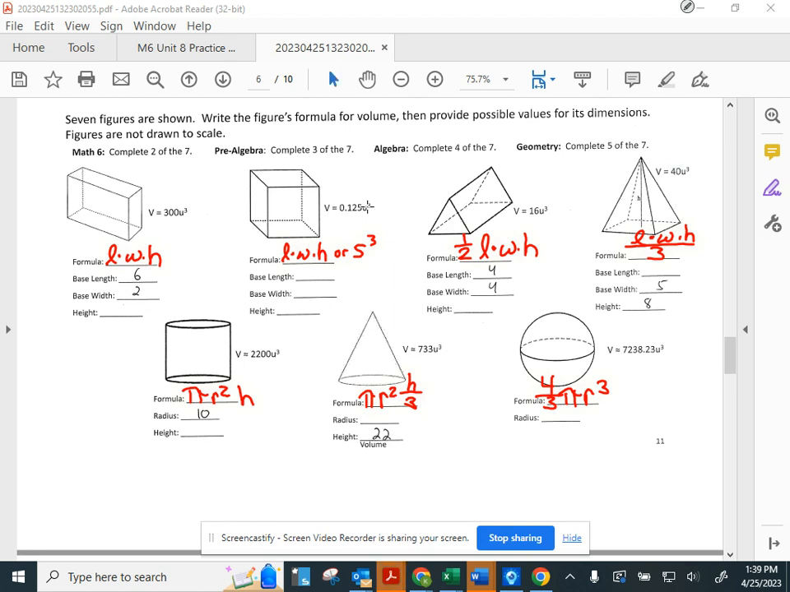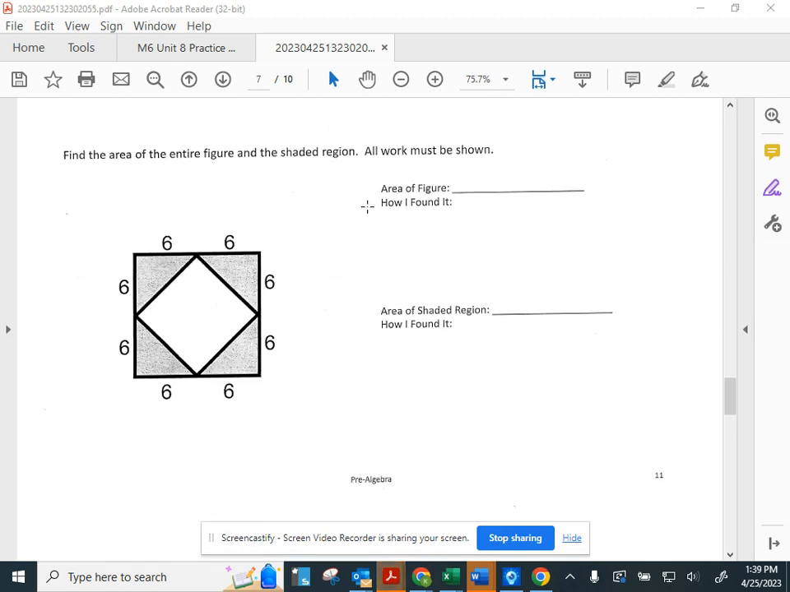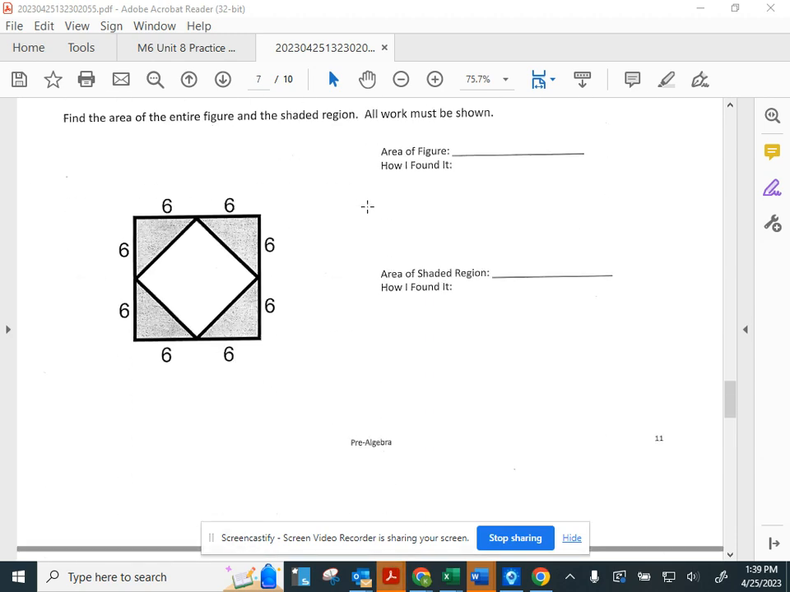So those are our formulas for this page. Our next page, you can be plugging in those numbers for what he has given us to find our unknown.